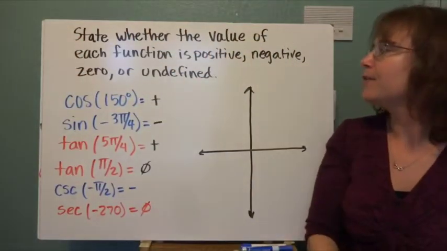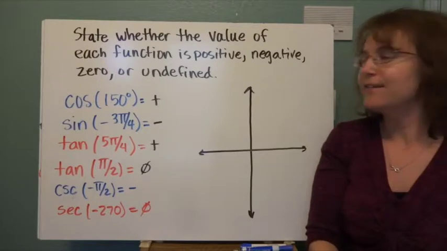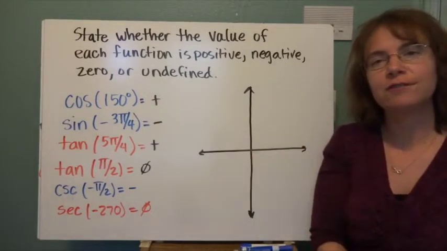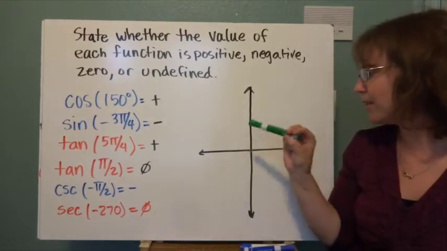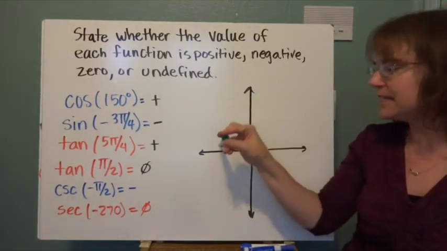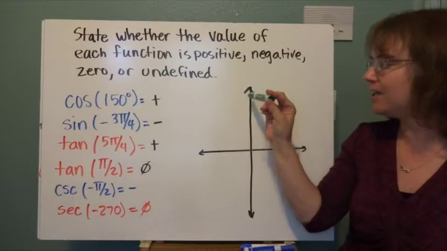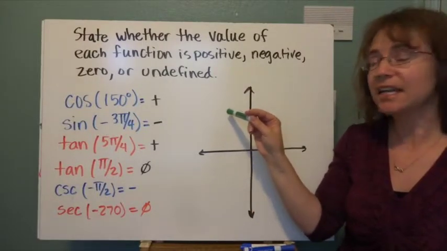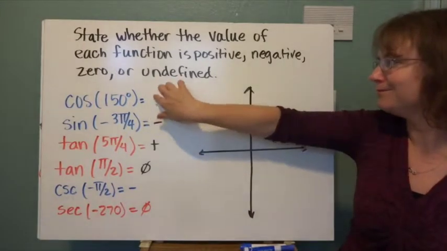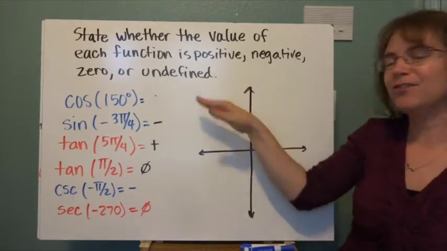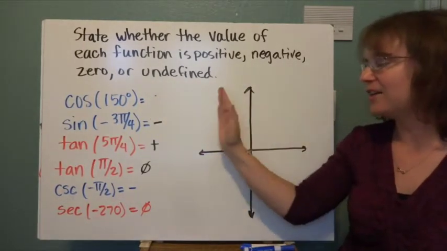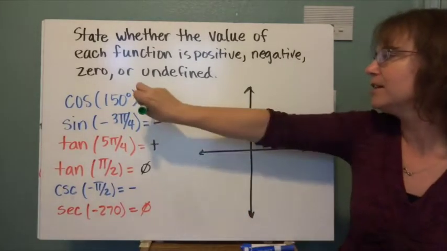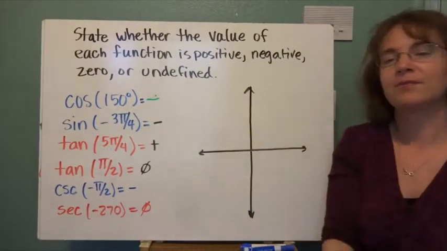So state whether the value of each function is positive, negative, 0, or undefined. So if I have a cosine of 150 degrees, I want to visualize where that's going to be. I know this is 180 degrees and this is 90 degrees, so it's somewhere in this second quadrant. Well, in this second quadrant, cosine is my x value, and so it's going to be negative. I'm on this side in this second quadrant. So this is actually a negative.